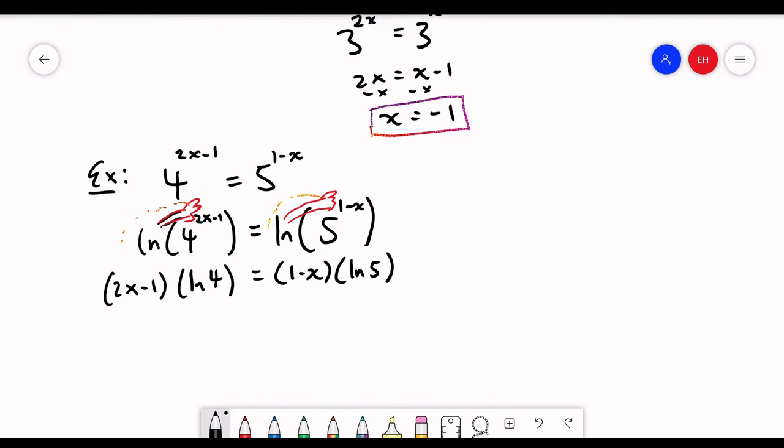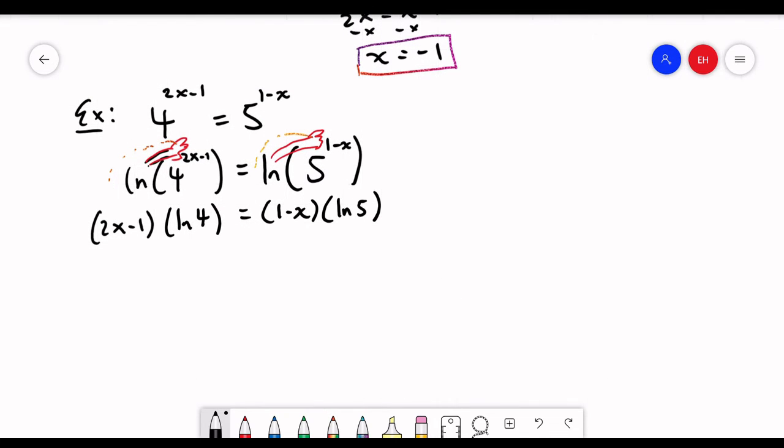Now I just got to solve for x, so I'm just going to do some tedious multiplication. 2 times ln of 4 times x minus ln of 4. Distributing some multiplication here, ln of 5 minus ln of 5 times x. And I'm going to get all the x's on one side, so I'm going to add ln 5 times x. When I say 5x, I mean it's ln of 5 with x on the outside multiplied, so it's not like the x is inside the logarithm there. And then add ln of 4 to the other side.